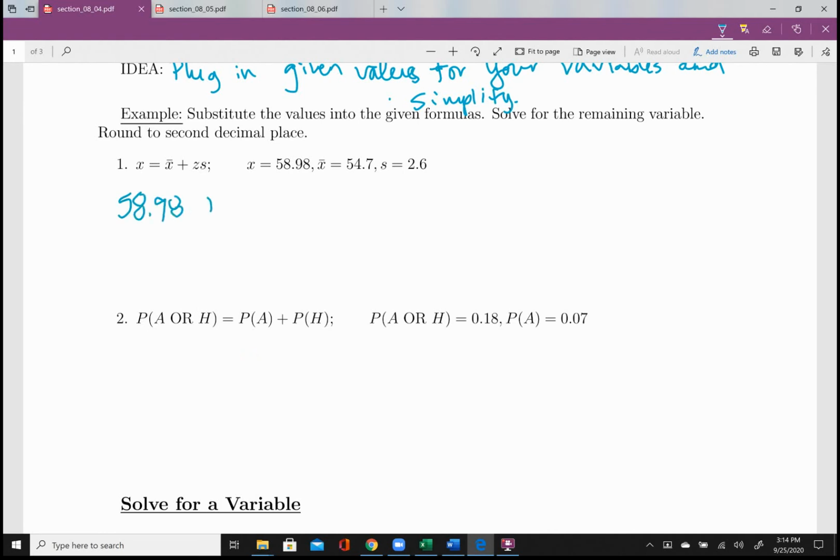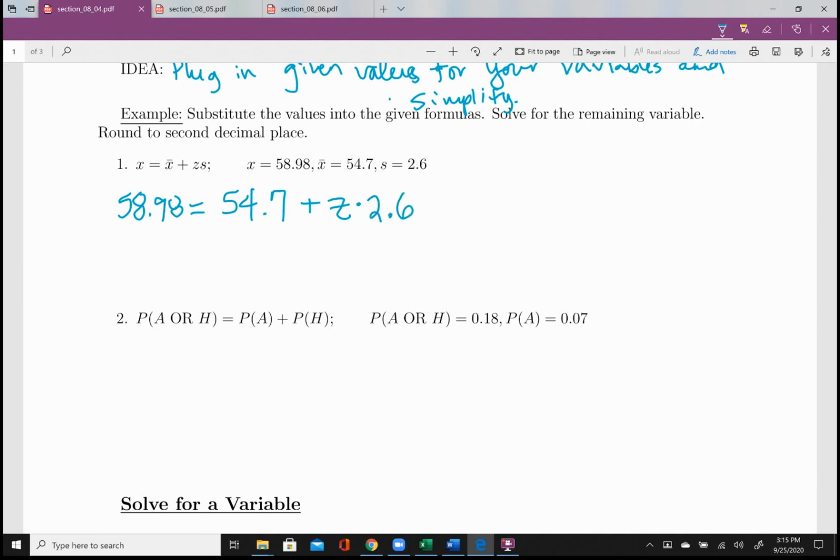58.98 equals x bar, excuse me, my bad. Oops, let's go ahead and erase that little bit. So sorry, let's start over. x is 58.98 equals x bar, which is 54.7, plus z times s. z is our unknown, but it's being multiplied by the value of s that we're given, which is 2.6.